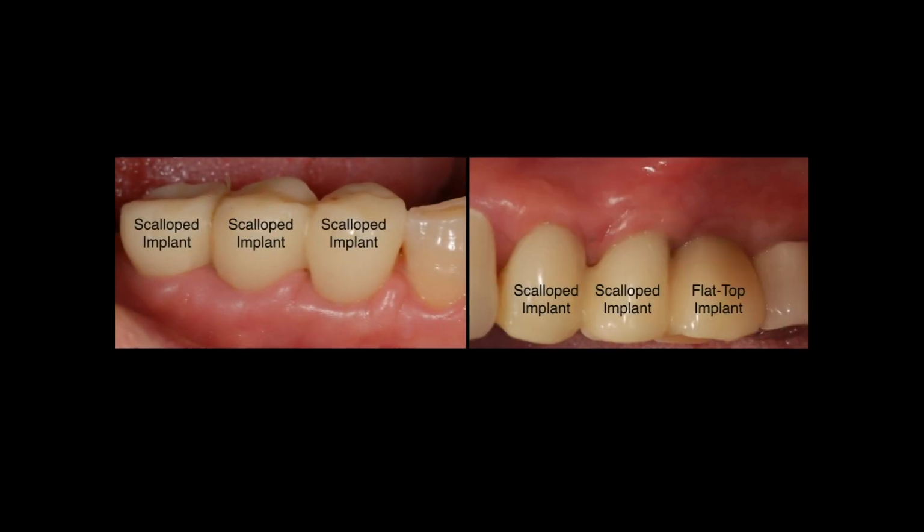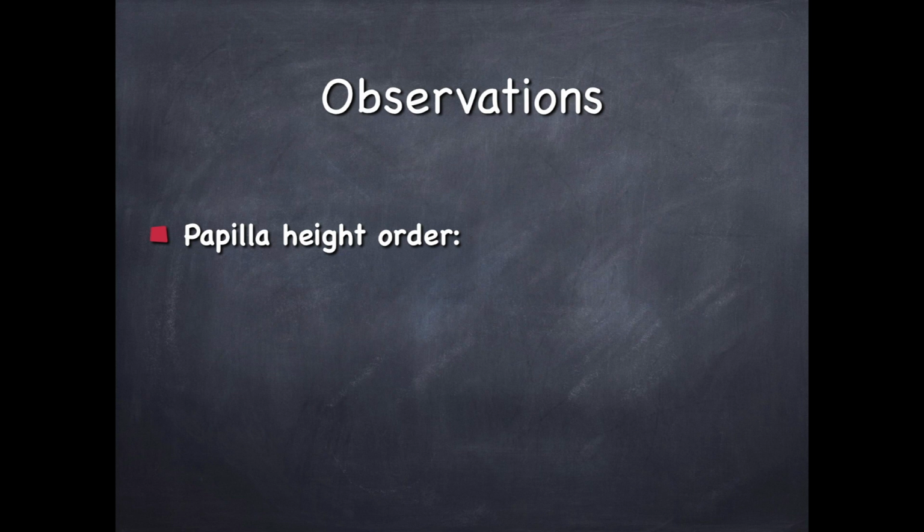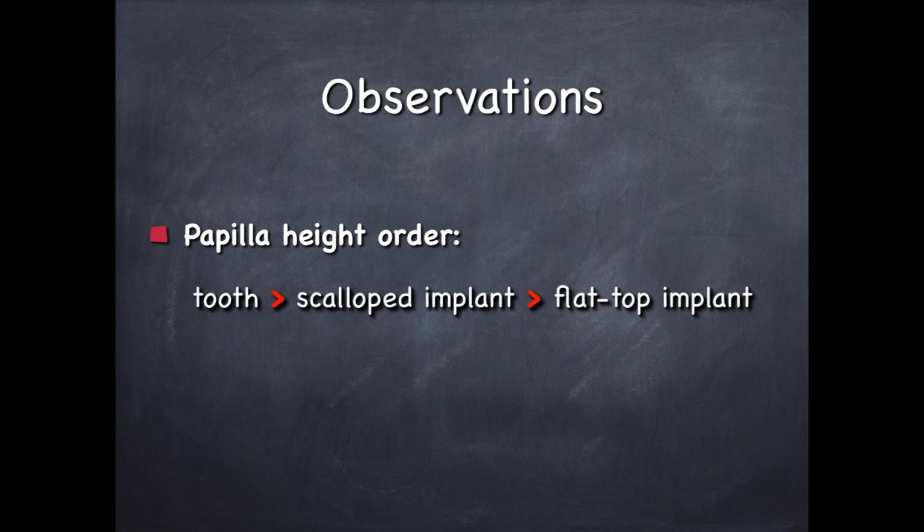Let's look at the papilla height when consecutive scalloped implants were placed next to natural tooth and next to flat-top implant. When the scalloped implant is next to natural tooth, papilla is the highest, meaning it is more coronally located. Papilla between 2 scalloped implants is slightly shorter than when it is next to natural tooth. Papilla between scalloped implant and flat-top implant is shorter than when it is between 2 scalloped implants. Observations thus far is that it is still the natural tooth that holds the papilla highest, then this version of scalloped implant holds the papilla higher than conventional flat-top implant.